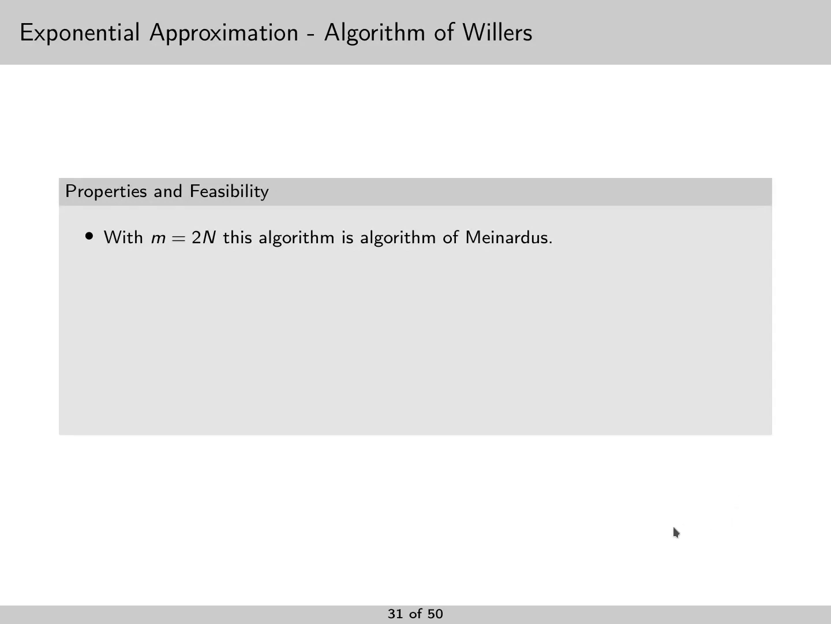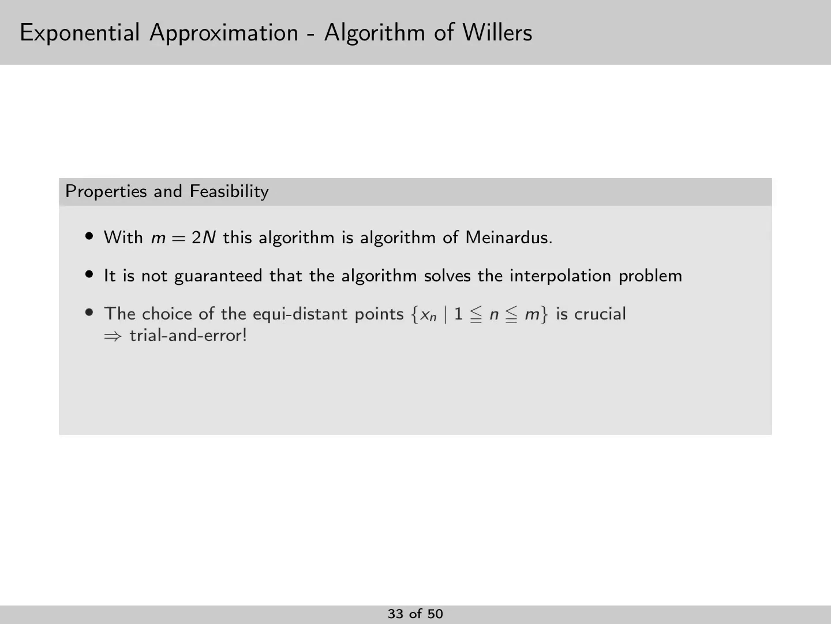With 2n equidistant points, the Willers algorithm is basically identical with the algorithm of Meinardus. Obviously, we cannot be sure that this algorithm always solves the interpolation problem 6. Here too, the choice of the equidistant points is crucial, and finding an appropriate set of equidistant points is a trial and error process.